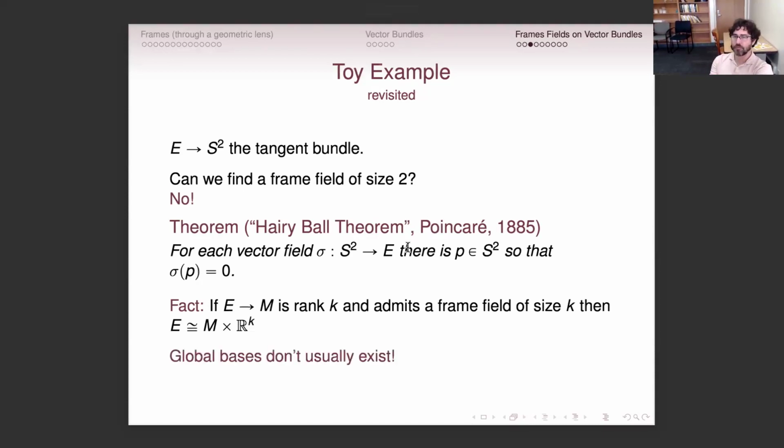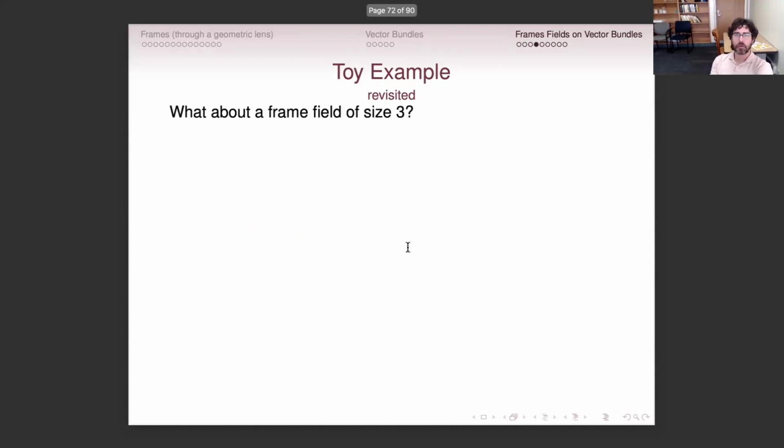So that's the content here. You usually can't find a global basis for a vector bundle, and so frames become all the more important. They're not just some luxury that maybe allows you to do more effective reconstruction. They're actually something that you might need to use if you want to have any hope of globally defining things. Okay, so now let's ask ourselves, what about a frame field of size 3?